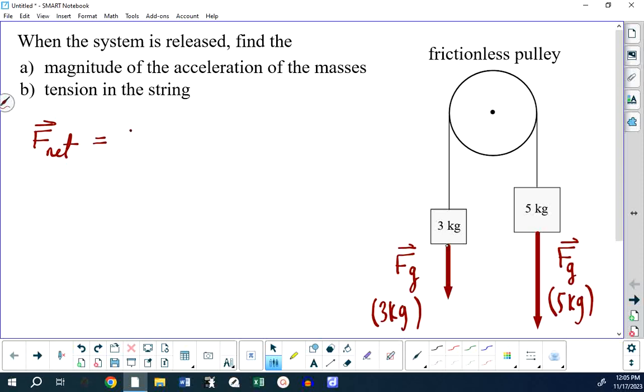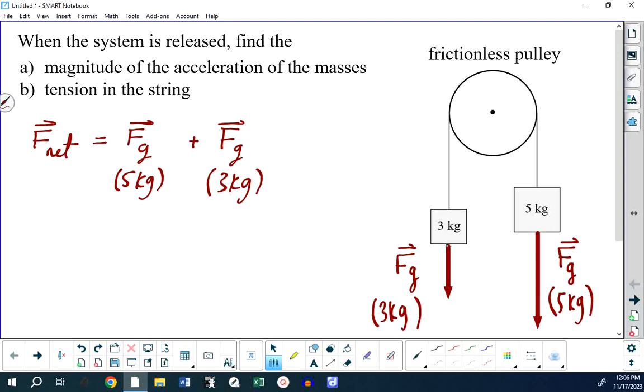So the net force in this system will be the sum of the gravitational force on the 5 kilogram mass and the gravitational force on the 3 kilogram mass. So we need to add those two forces together to get the net force. And how you add forces, since forces are vectors, depends on the directions of the forces. If you had two forces which were acting in the same direction, then you can find the net force by simply adding the magnitudes together, by adding the two amounts together.